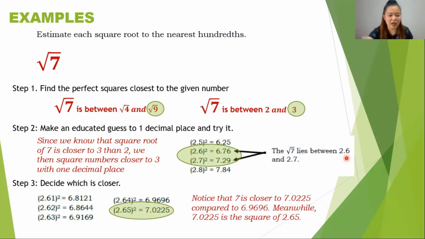Then, we have to conclude that 7.0225 is the square of 2.65. So, estimating, the square root of 7 is equivalent to 2.65.